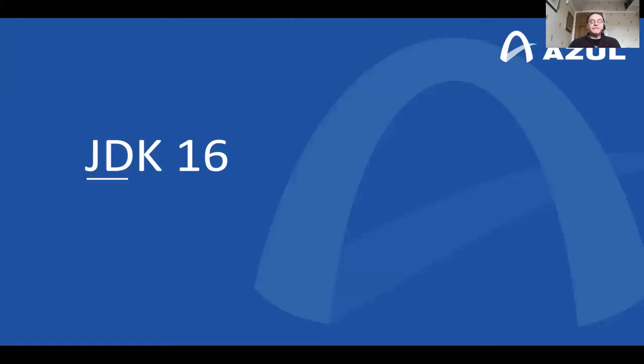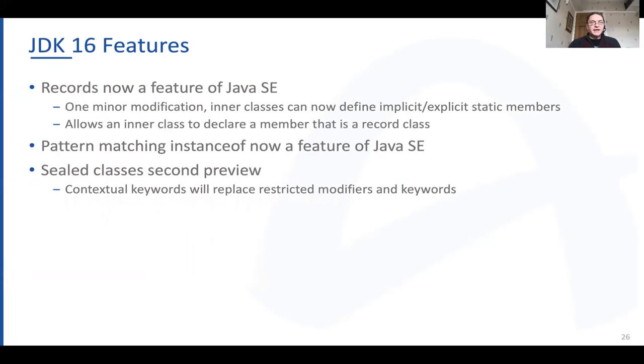Finally, just briefly talk about JDK 16 because this is coming out later this month. And not really that much in here. Records is now a feature of Java SE, so it's no longer a preview feature, it's now a full feature. One minor modification where they've clarified things: inner classes can now define both implicit and explicit static members. And the impact of that is it allows an inner class to declare a member that is a record class.